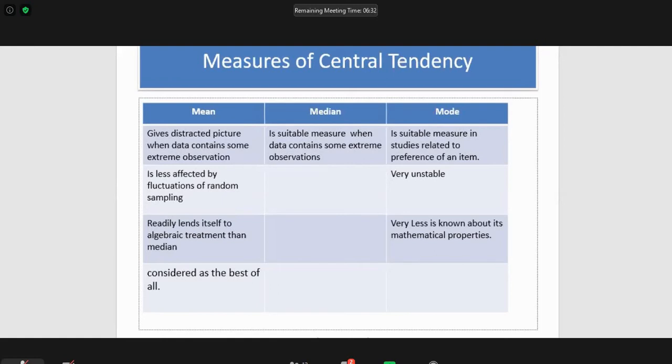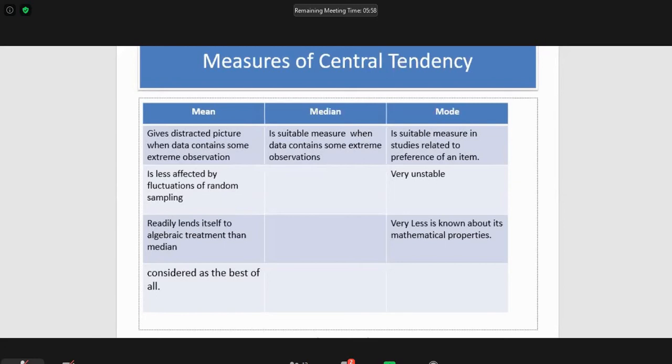It's considered the best of all. There is only one disadvantage with the mean, that it's affected by extreme observations. Otherwise, it's the best of all. The reason being, this value is based on all the observations. It takes all the data into consideration. For the median, it is a suitable measure when data contains some extreme observations. So when there are extreme observations, the mean has a problem, but in that case we can use the median instead of the mean.